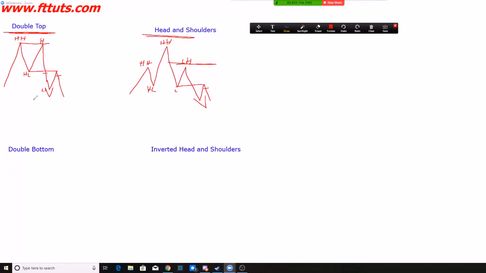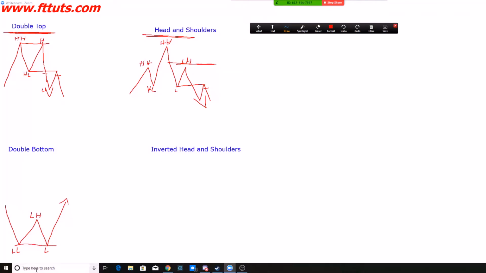Double bottoms. It's pretty much the same thing, except these are for buy opportunities. So we're in a downtrend, hit an area of support, came back up, retested the area of support, forming a low, and then continuing on the uptrend. So like I said, this is a lower low. This is a lower high. This is a low.